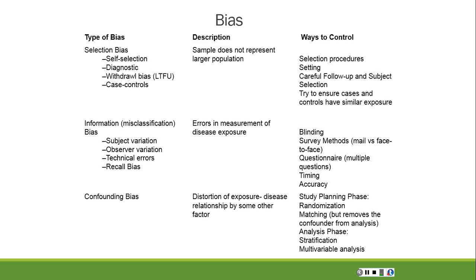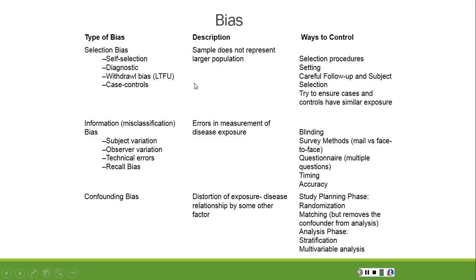A good example of this is deep vein thrombosis, which should be diagnosed with a Doppler, and not all patients with leg pain undergo a Doppler exam. So there's a lot of undiagnosed DVTs out there. So if the DVT was your outcome of interest, there can be differences in diagnosis that then lead to bias in who gets identified with the disease. There can also be withdrawal bias or loss of follow-up, as well as case control selection bias.